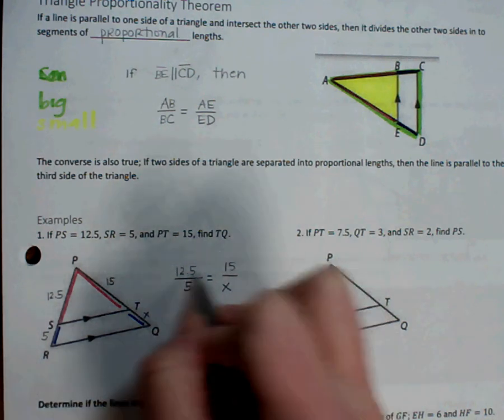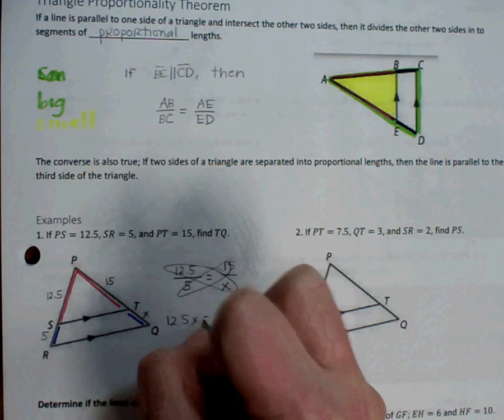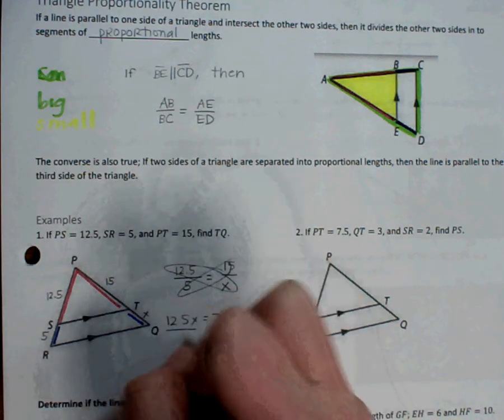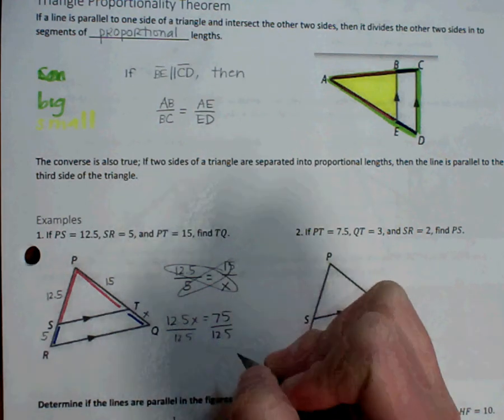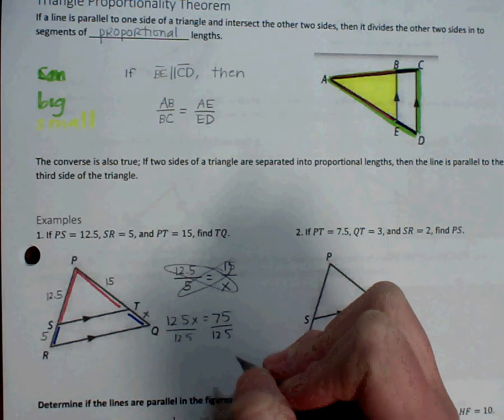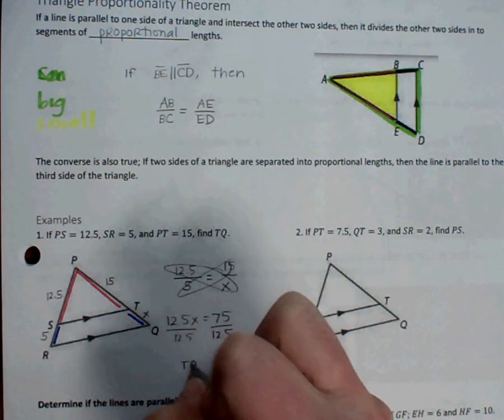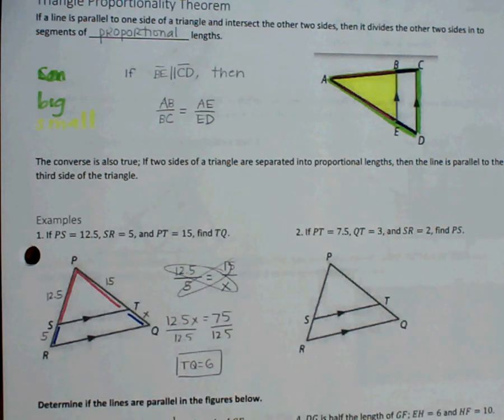Okay, we cross multiply. 12.5x equals 75. Divide both sides by 12.5. And so TQ here is 6. Okay, go ahead and try example 2 on your own and check your work, check your answer in the completed notes.